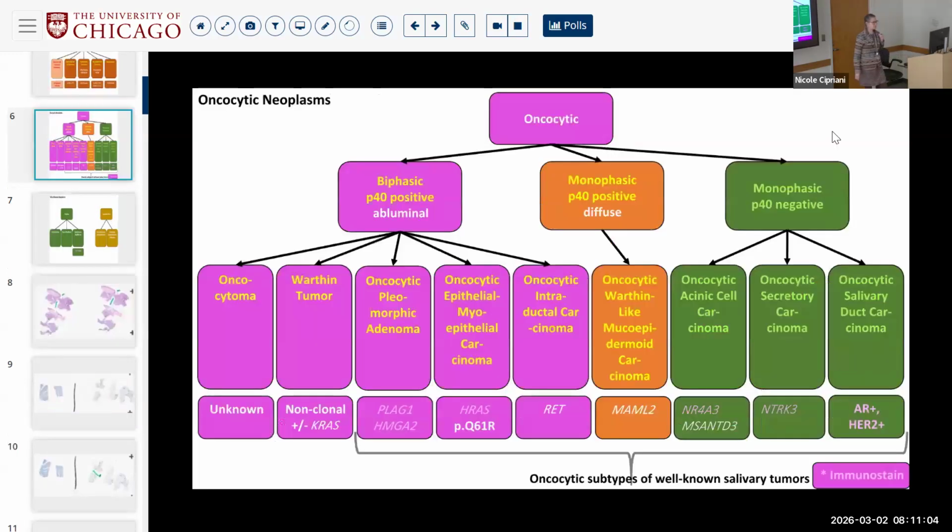And then the oncocytics. So the true oncocytic lesions of salivary that exist nowhere else are oncocytoma and Wharton tumor. We know that those are truly actually biphasic. They do have a P40 positive abluminal cell layer that stains the cells that are near the stroma. And then all of these others are oncocytic variants of the other tumors that we have seen or will see, right? Oncocytic PAs, oncocytic mucoeps. So this will be here all for your reference. These are the most commonly described oncocytic variants of other tumors, okay?